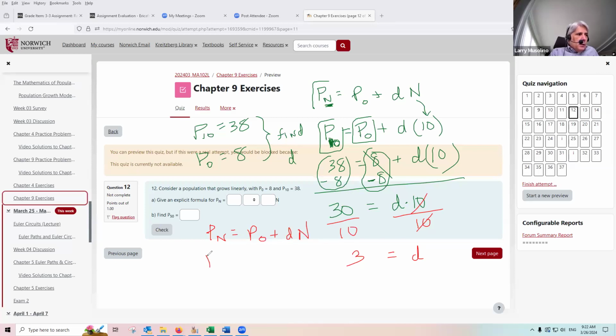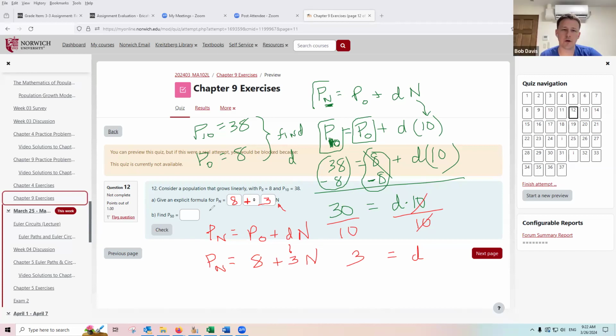Well, let's plug in. P sub 0 we know is 8. D we just figured out is 3. And the n goes there. So in this answer box, you'd be putting an 8 in this box, a plus sign in this box, and then the number 3 here. They already put the n for you, so you don't have to type that in.